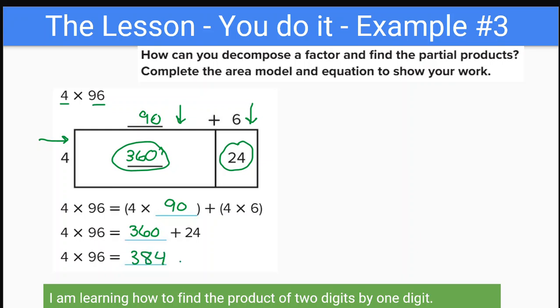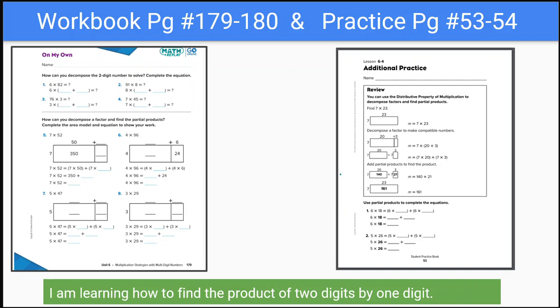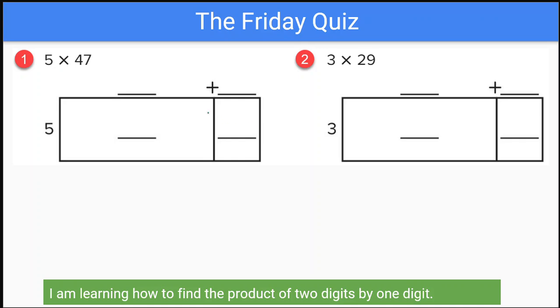384. Kids, right now you're learning how to find the product of 2-digit numbers by 1-digit numbers. Multiplying, finding the product. In class today, we're going to do pages 179 and 180. Then you're going to do practice pages 53 and 54. They look like this. On the Friday quiz this week, you have this.